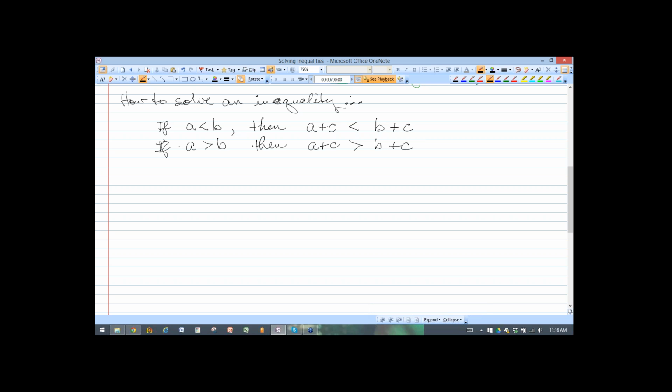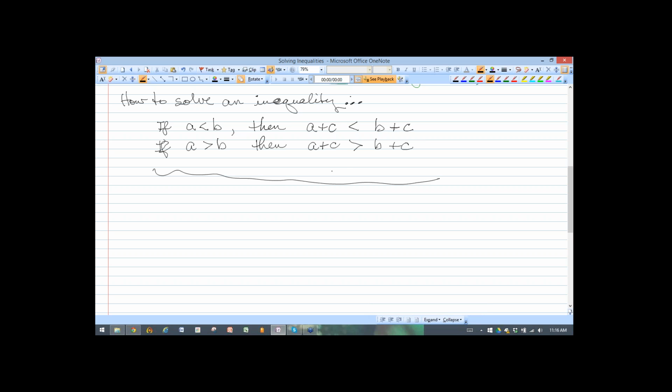Okay, notice I'm just talking about adding, and that would include subtraction too. So if I add or subtract to one side, I have to do that to the other. And now, the big one is this. If we are multiplying, here's the multiplication property for inequalities. So here's the special one.